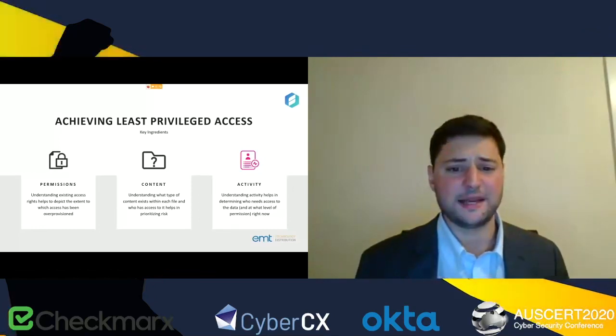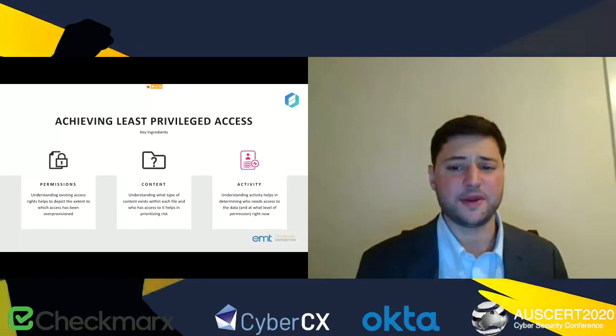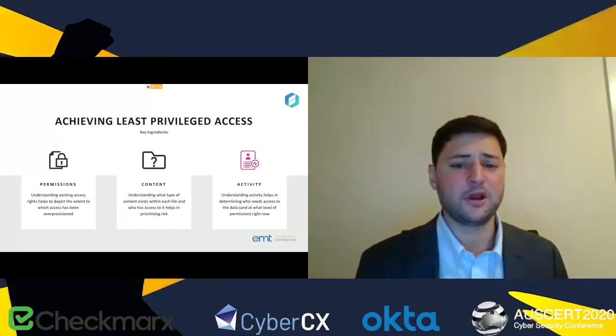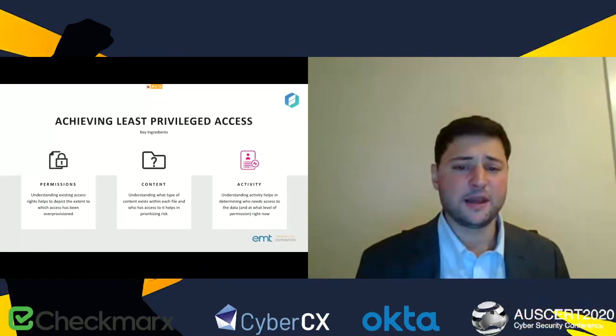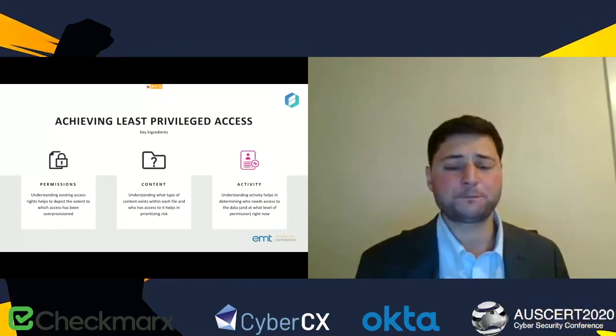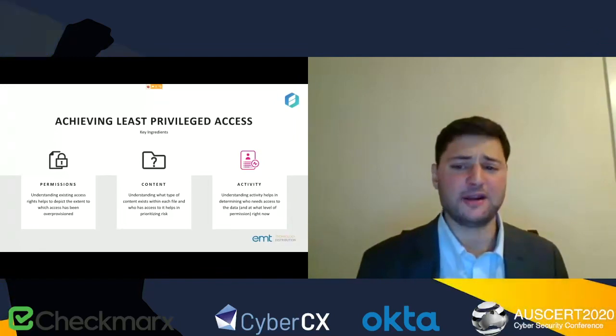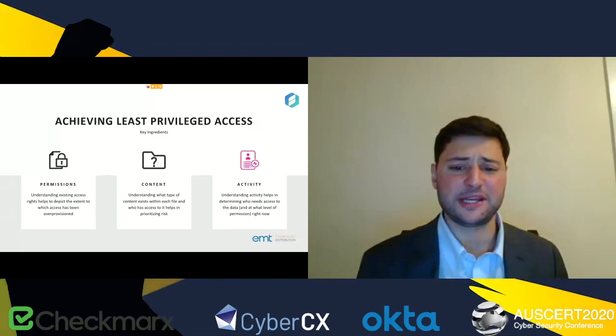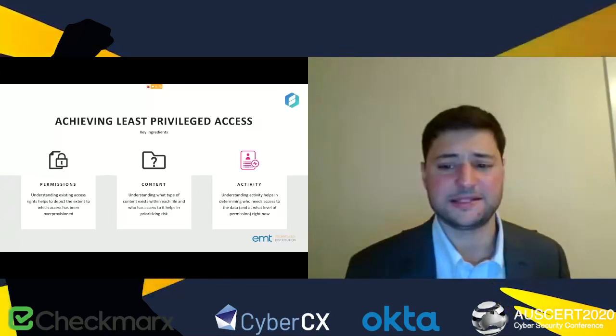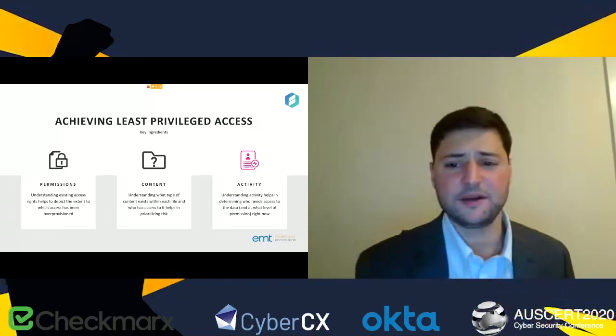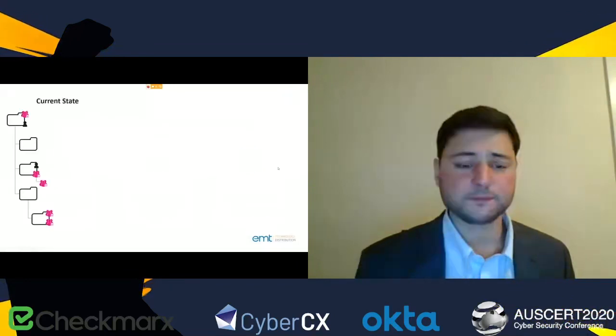Then the content. You really can't prioritize risk if you don't know what kind of content you're dealing with. So what's sensitive, what's regulated, where do you have information that might be higher priority and have higher security needs than others? It gives you some semblance of where to start. And then, as I mentioned already, activity, right?